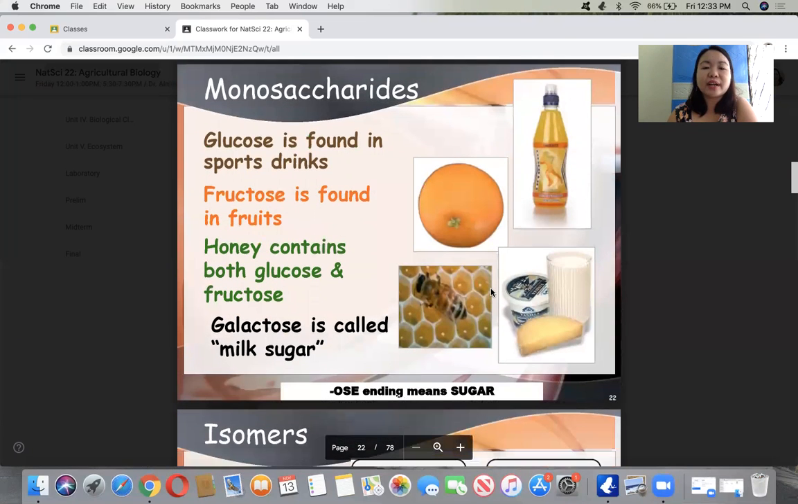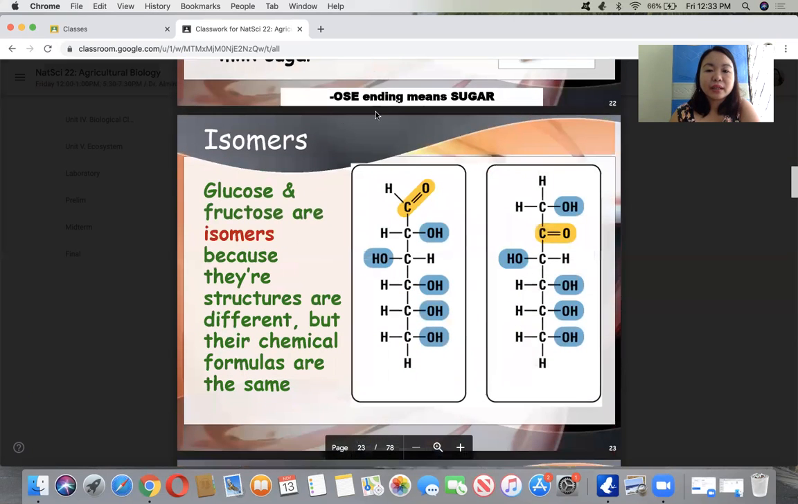For the monosaccharides, glucose is found in sports drinks, and fructose is found in fruits, while honey contains both the glucose and the fructose. So they say honey is healthier than other sugars, as they both contain glucose and fructose, a combination actually. Galactose is called the milk sugar. So all names ending in -ose mean they are sugars.